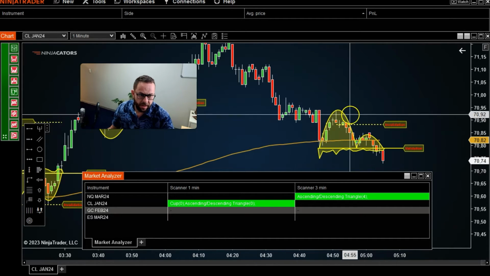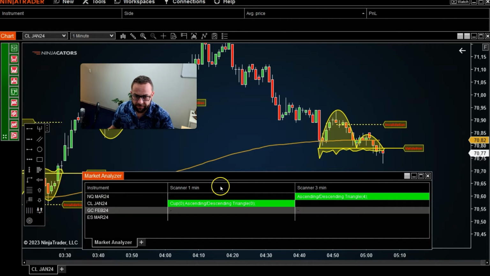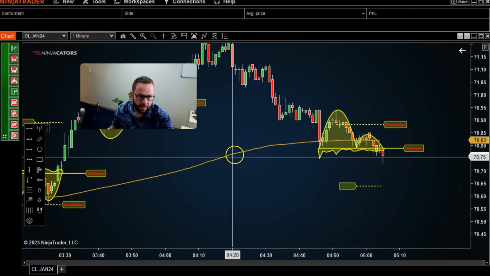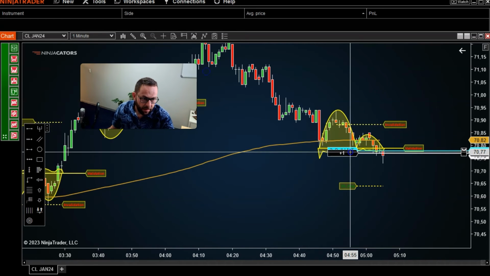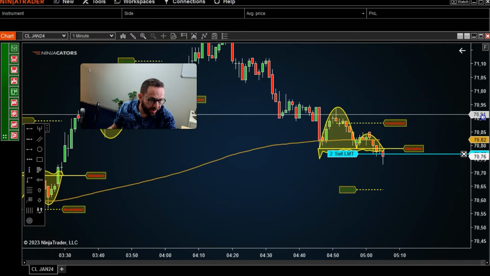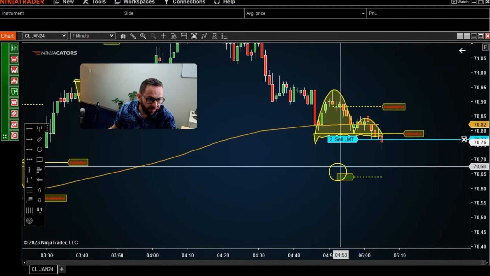Right, traders, so I got a cup and handle formation, price underneath the 200 EMA, and I've got confirmation from my market analyzer, actually an early warning system. So I'm going to see if I can get in here. I probably have to be a little bit aggressive with this, although the entry hopefully is not too far away from the validation level.